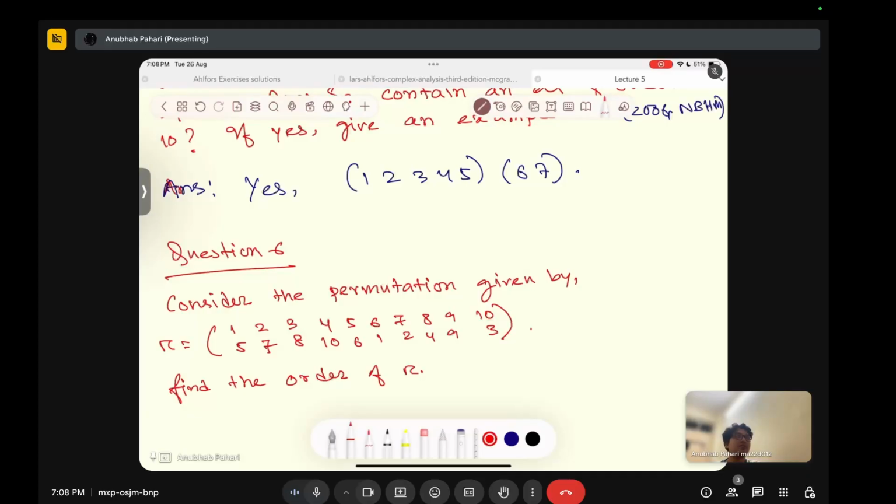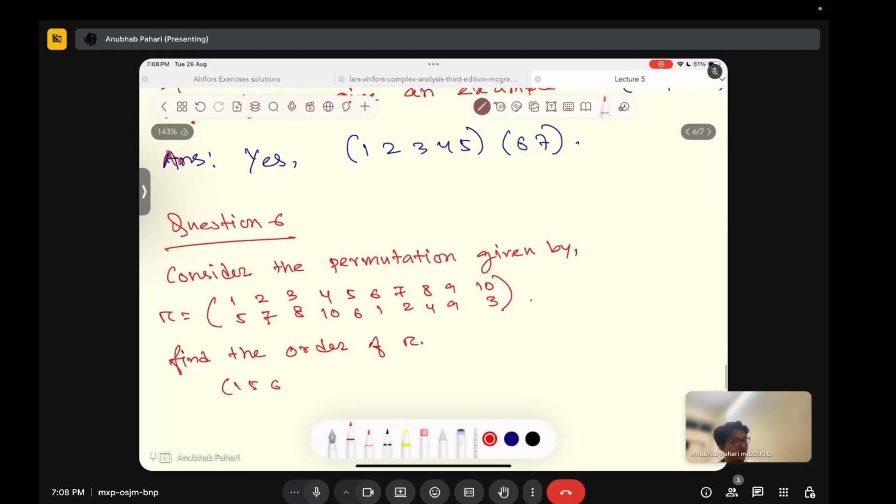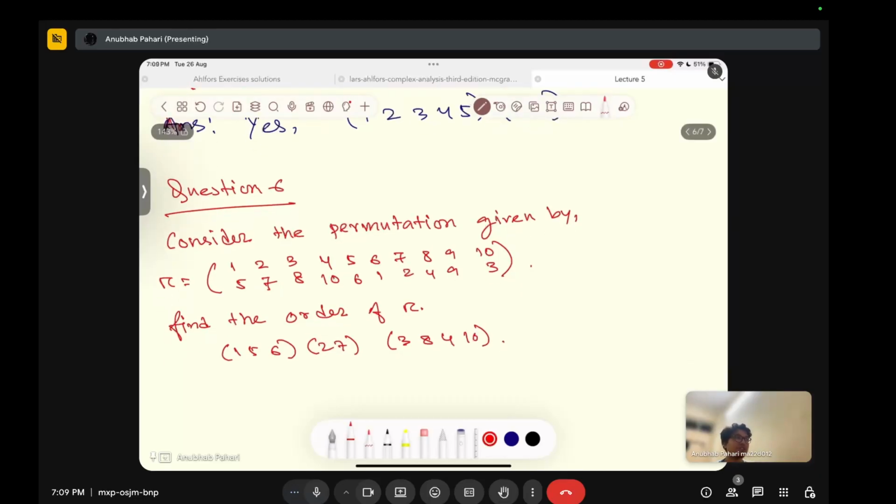Yes, it is 12. Can you tell me the cycles you got? First is (1 5 6), then a cycle of order two, (2 7), and the third cycle is (3 8 4 10). And 9 goes to 9. Then I take the LCM of their lengths, and you get it.